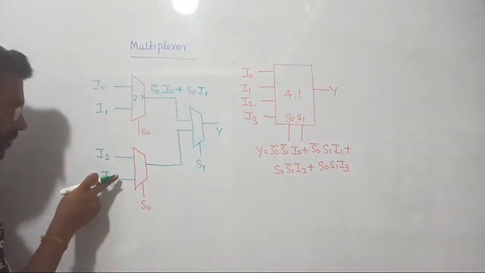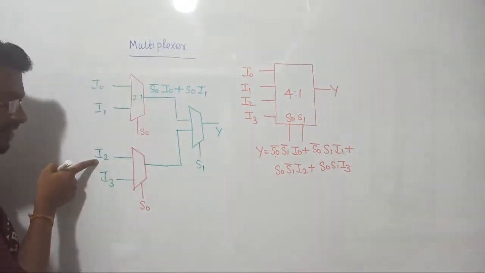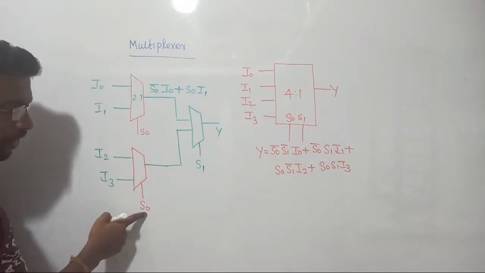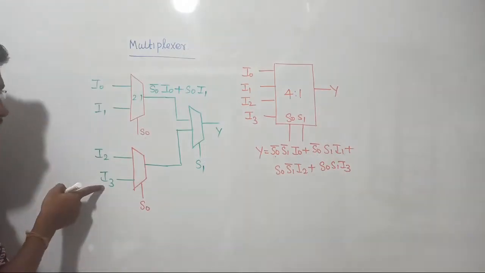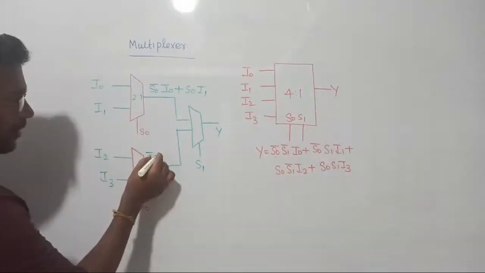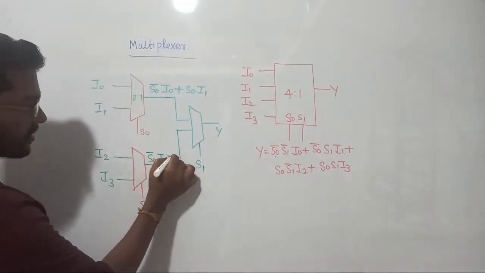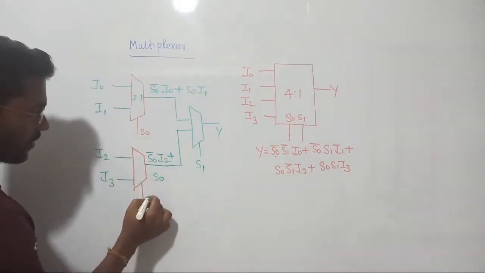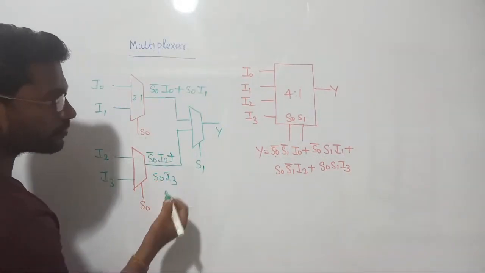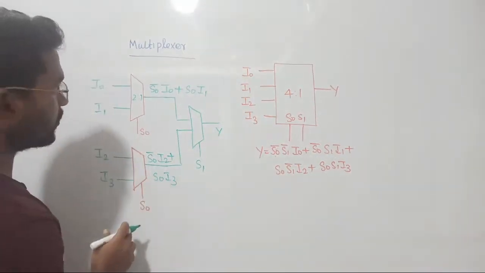Clear? Now coming back to this one, if I am selecting S naught equal to 0, then I2 will be selected, first line. Yes, if I am putting S naught equal to 1, automatically I3 will be selected, such that outputs are going to be S naught bar into I2 plus S naught into I3. Clear? So let's continue our journey with this.